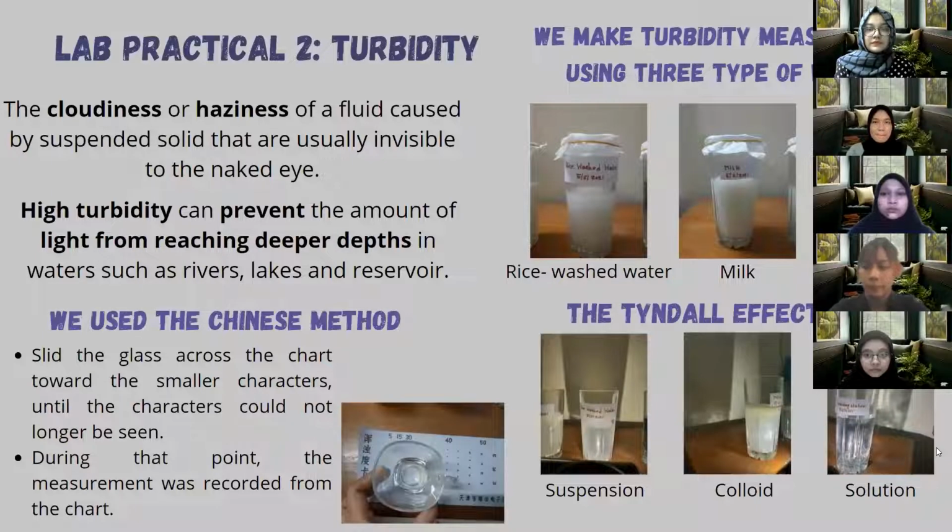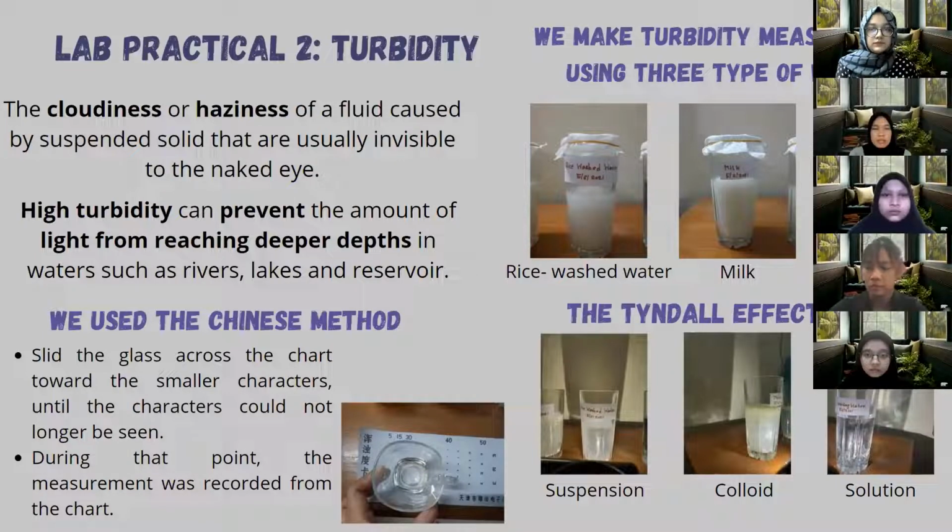My name is Siti AISHAH binti DAUD, and I will continue with the second lab practical, which is turbidity. The definition of turbidity is cloudiness or haziness of a fluid caused by suspended solids, and high turbidity can prevent light from reaching deeper depths in water, such as rivers and lakes.